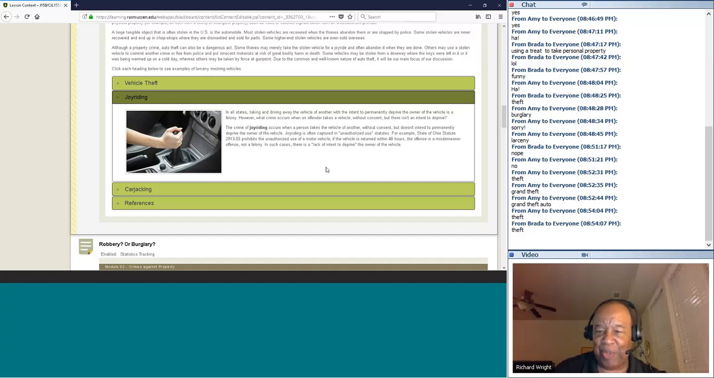And then it talks about a specific state law. Our state statutes may tailor it differently. Like Ohio prohibits the unauthorized use of a motor vehicle. If the vehicle is returned within 48 hours, the offense is a misdemeanor, not a felony. In such cases, there is a lack of intent. So that was what I was talking about earlier. But it depends on the jurisdiction.